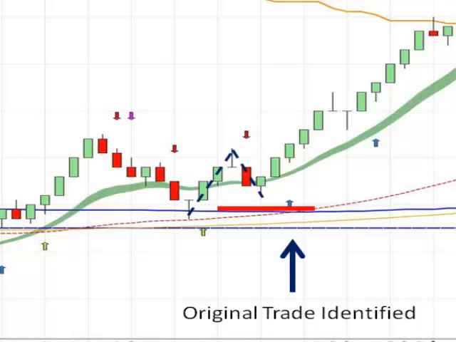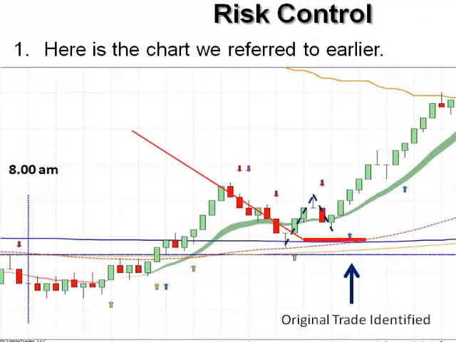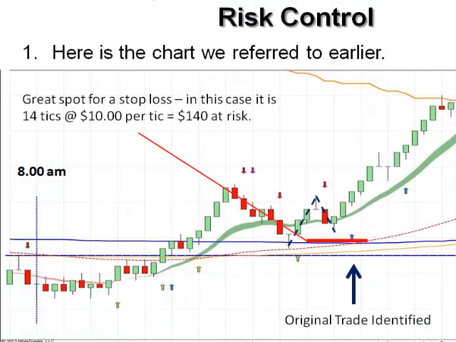Now, in saying that, great spot to put a stop loss, but what we can do, ladies and gents, is we can be very smart about our stop loss. This stop loss on exactly this trade was a 14 tick stop loss. Now, gold is valued at $10 a tick. So what does that mean? We've got $140 at risk on this trade. Now, if that fits your trading plan and that fits your agreement, i.e. I will not risk more than $140 on a trade, then you are free to take this trade.